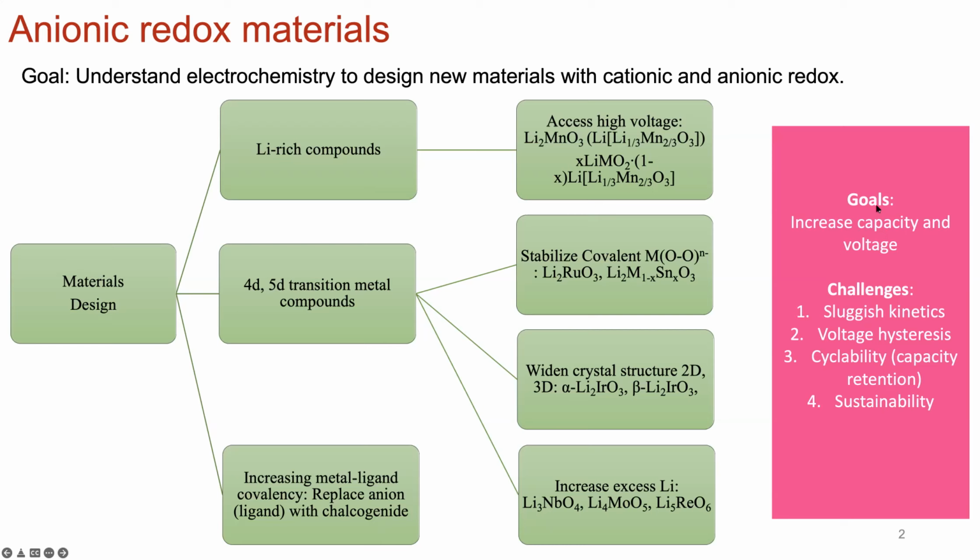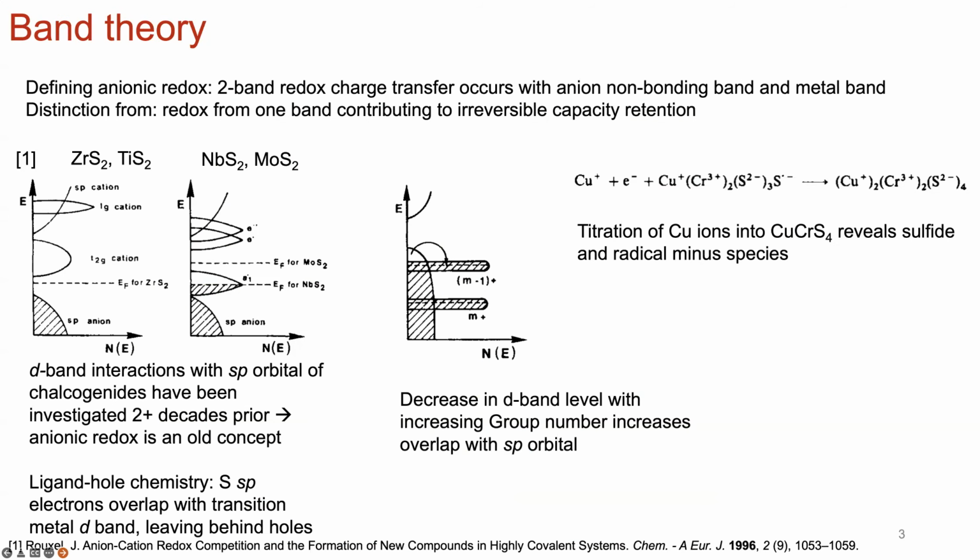Increase capacity by now accessing anionic redox, in addition to the cationic redox couple that we've talked about. But here are the challenges, right? The sluggish kinetics, voltage resistance, cyclability, and sustainability, and whether or not this is really the mechanism of anionic redox. Okay, that is still a very highly debated and active area of research.